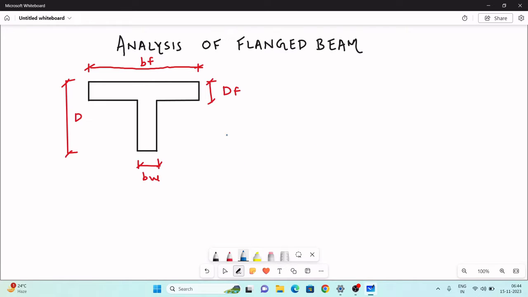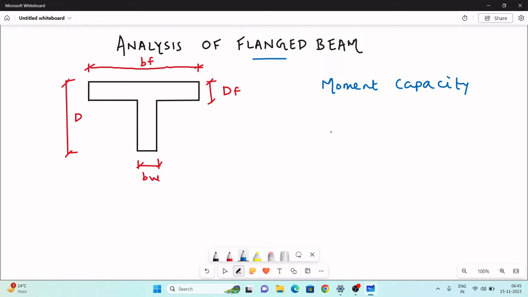In this video, we will see the analysis of flanged beam. First, we will try to understand what is the meaning of analysis in this context. Analysis means we are required to find the moment capacity of the section. We are required to find how much moment it can resist, how much bending moment the section can resist.